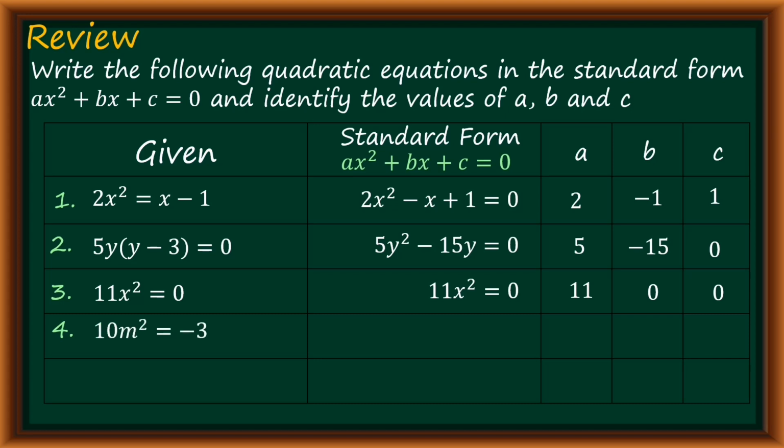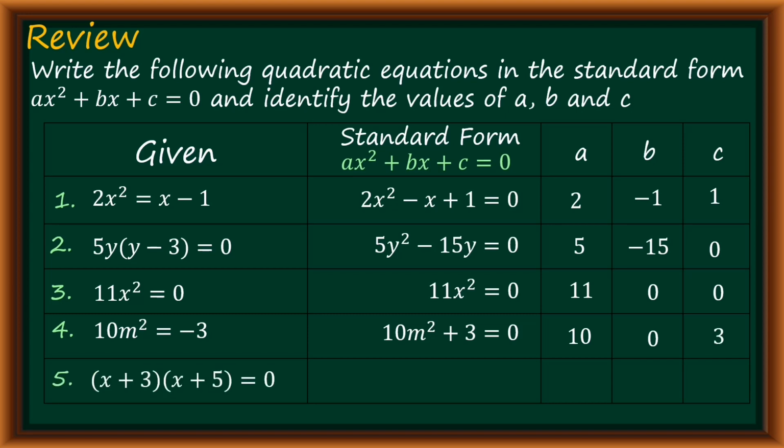Then number 4, 10m squared is equal to negative 3. By the addition property of equality, this will become 10m squared plus 3 is equal to 0, where a is equal to 10, b is equal to 0, and c is equal to 3.